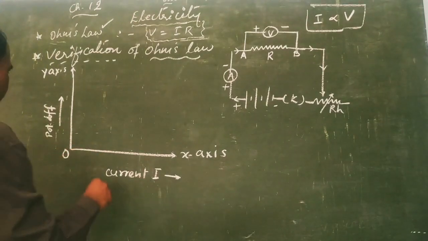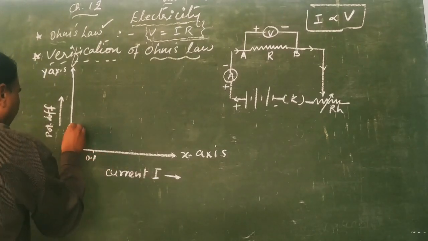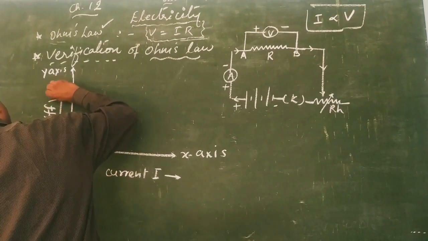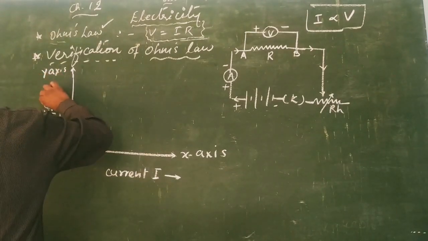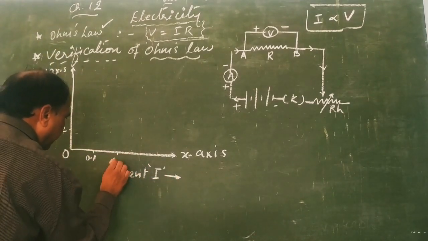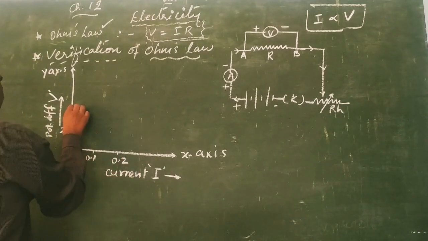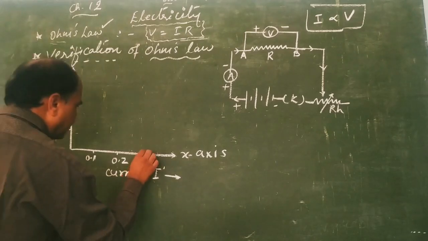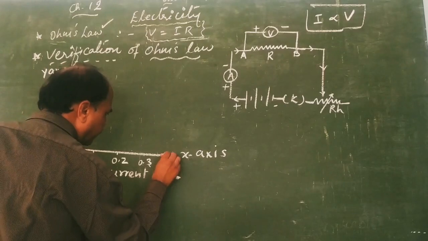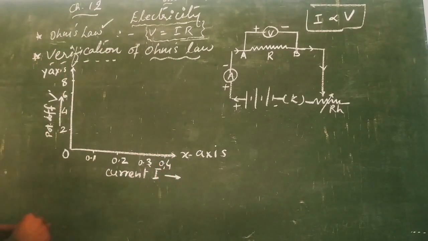Now if we take 0.1 ampere of current, the potential difference is 2 volts. Then for the second reading, suppose we assume 0.2 ampere, then it is 4 volts. For 0.3 amperes, it is 6 volts. For 0.4 amperes, we have taken 8 volts.